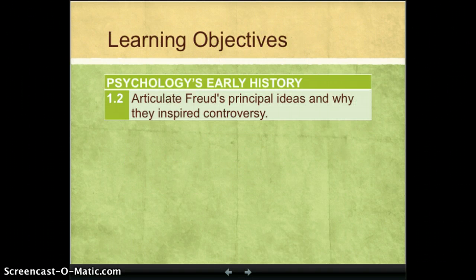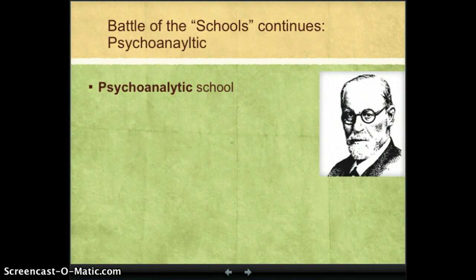These two schools of psychology sort of battled it out in the early history of psychology, trying to decide if we were going to focus on the structure of consciousness or the function of consciousness. Then a new kid came to town. His name was Sigmund Freud, and he founded the psychoanalytic school.